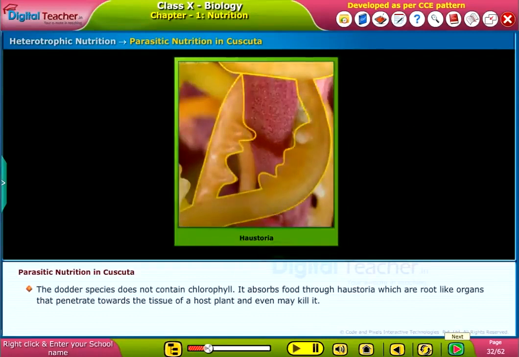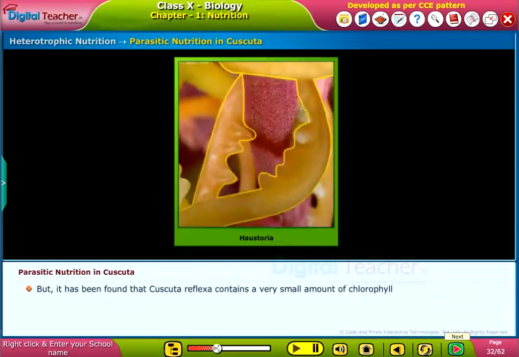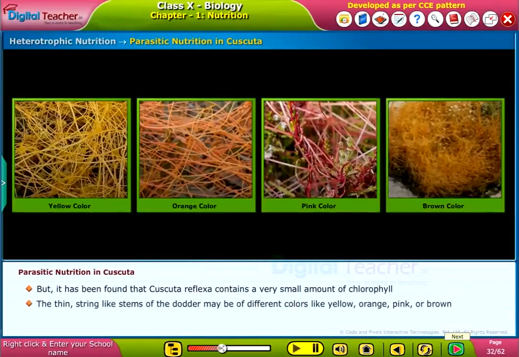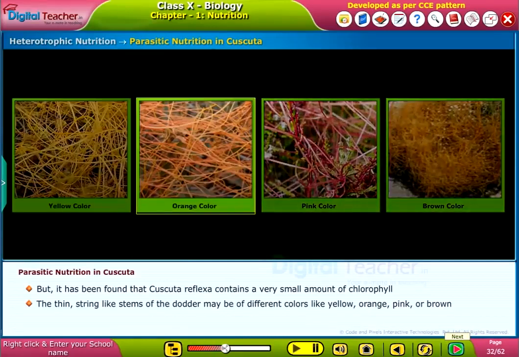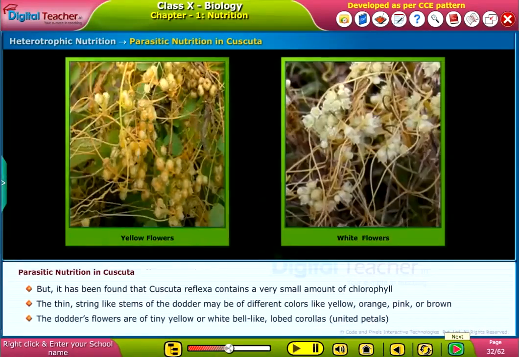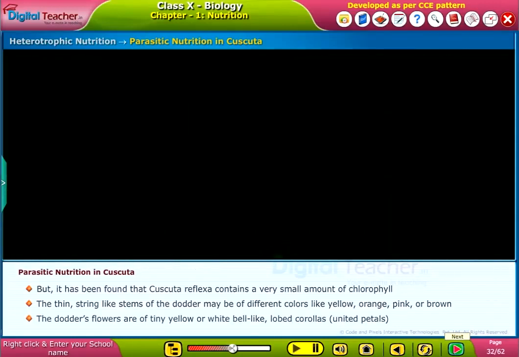The Dodder species does not contain chlorophyll. It absorbs food through haustoria, which are root-like organs that penetrate the tissue of a host plant and may even kill it. But it has been found that Cuscuta reflexa contains a very small amount of chlorophyll. The thin, string-like stems of the Dodder may be of different colors like yellow, orange, pink or brown. The Dodder's flowers are tiny, yellow or white, bell-like, lobed corollas with united petals.